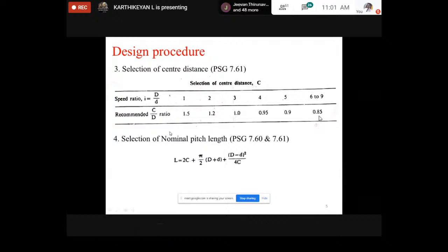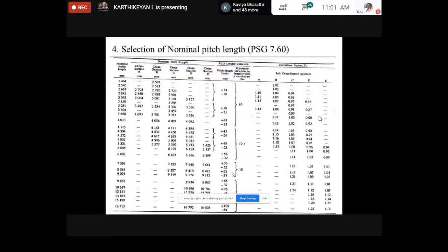And the fourth one is selection of nominal pitch length. This equation is already discussed by Walek sir. This equation is available in PSD data book 7.60. So from this you can calculate the value of L. In this, C is the center distance between 2 shafts or 2 pulleys, capital D is the larger diameter of the pulley, and small d is the smaller diameter of the pulley. So by using this you can calculate the nominal pitch length.